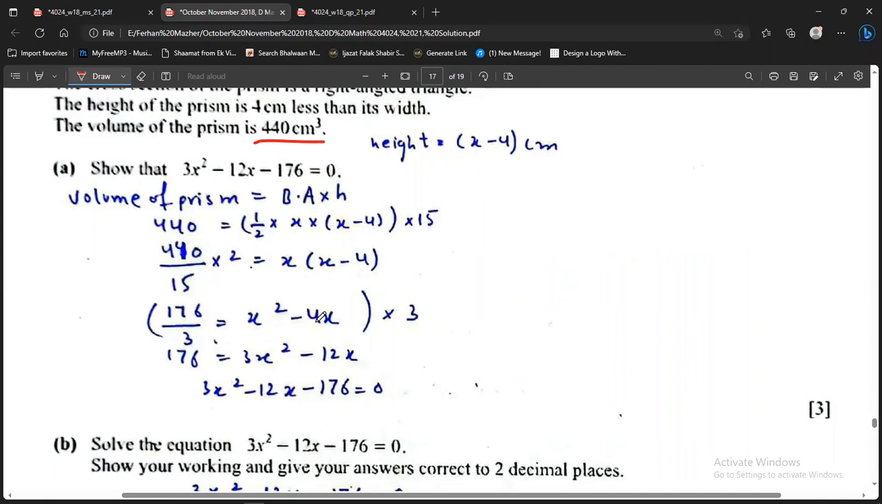And so we will have 176 equal to 3x square minus 12x. Then we will have 3x square minus 12x minus 176. So what we have done here exactly is that we have multiplied both sides by this 3. Don't write it here. This 3 will go to that side. Okay, this is just for understanding. This 3 went to this side.